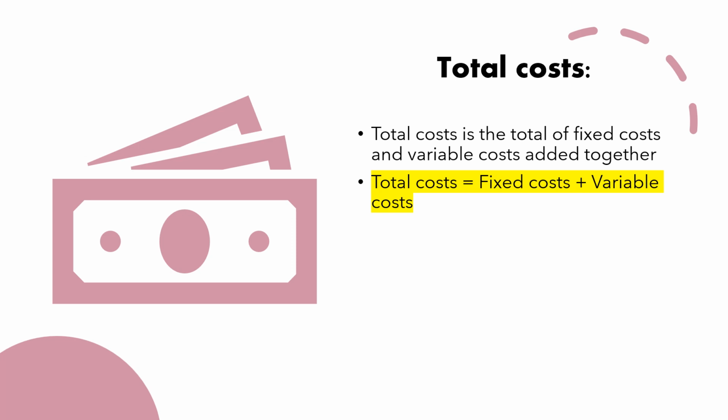Total cost. Total cost is the total of fixed cost and variable cost added together. So total cost is fixed cost plus variable cost.